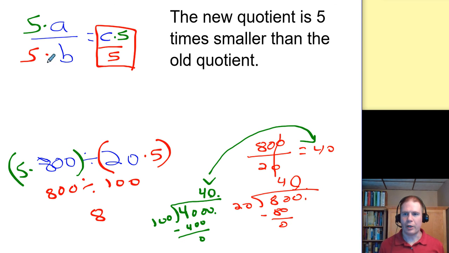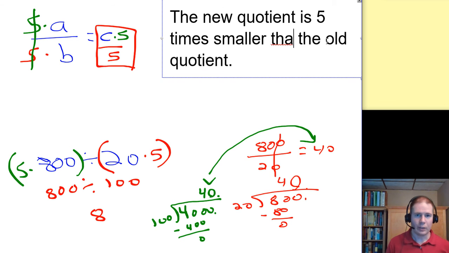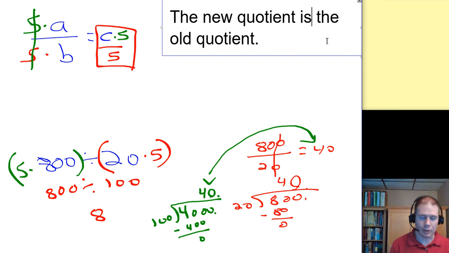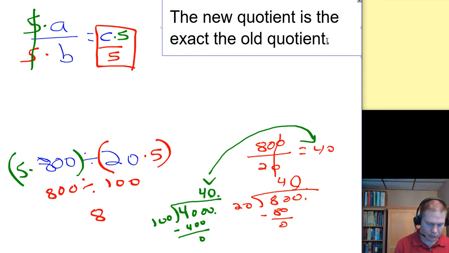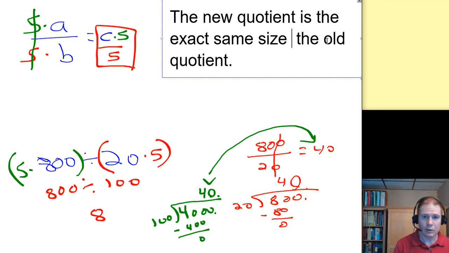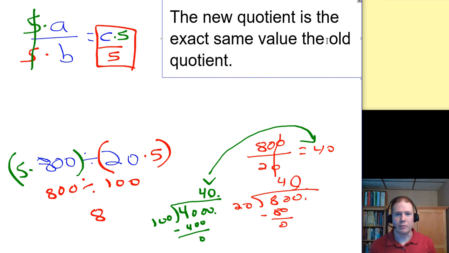That's the same, right? If I'm getting 5 times bigger and 5 times smaller, I'm right back to where I was before. Those 5's cancel out. In this case, the new quotient is not 5 times bigger or 5 times smaller. Whether we're thinking in terms of measurement size or just any value, the new quotient is the same value as the old quotient if they're both 5 times bigger.